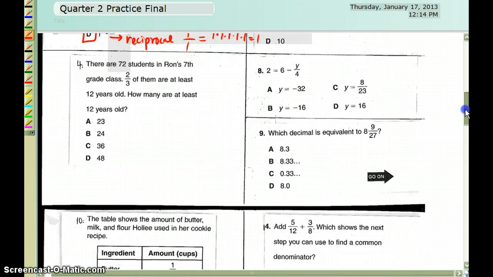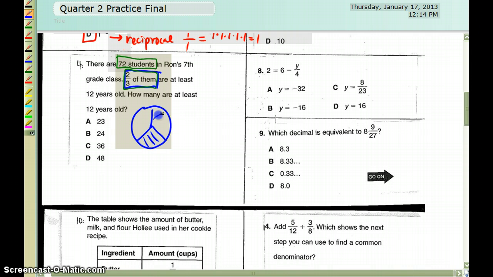For number 4, it's asking me how many students are 12 years old. And the piece of information that they give me is that 2/3 of them are at least 12, and the them is the 72 students that are in Ron's 7th grade class. So if I were to look at that like a pizza pie, then when I just look at this statement here, if I say 2/3 of them and I divide this pizza into 3 pieces, then I would take 2/3 of them. So I would take 2 of them, these 2.